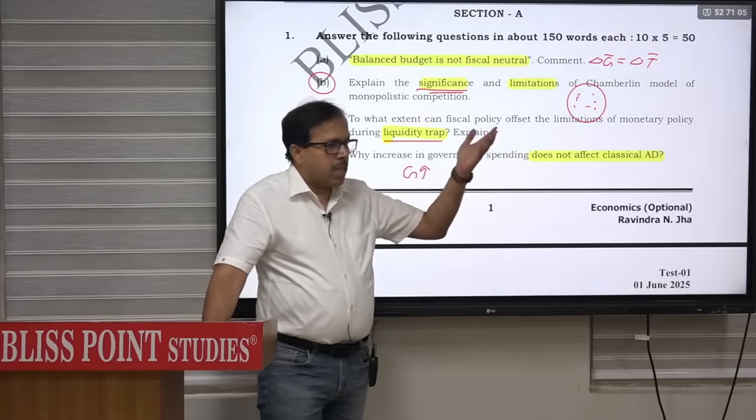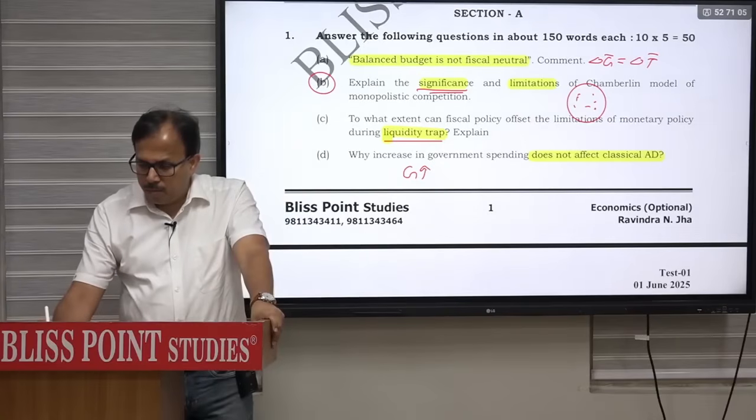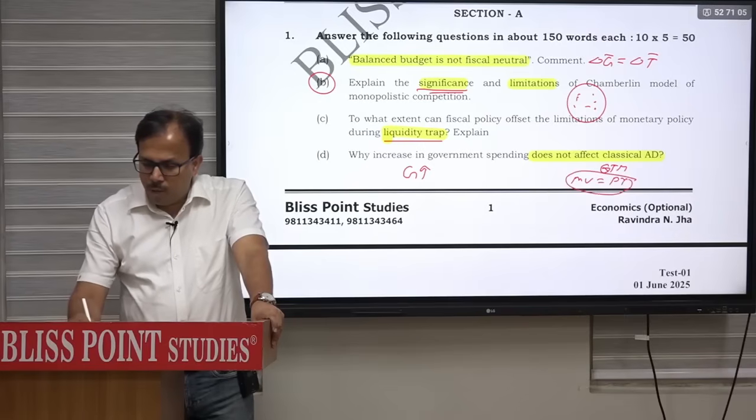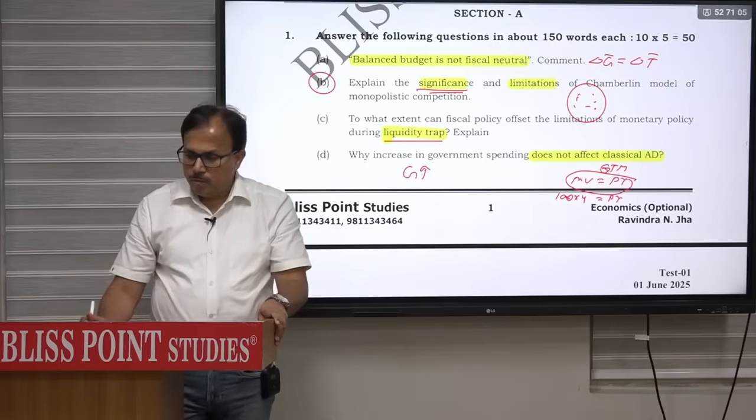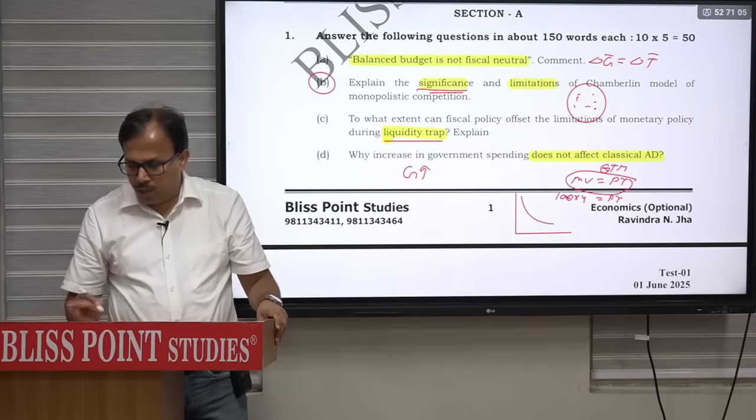So you can say that classical AD is derived from the quantity theory of money. And according to that, MV is equal to PY. So classical AD is actually derived from the quantity theory of money. So given any quantity of money, let's say 100, velocity 4, there can be many combinations of P into Y. And the product of that P into Y will become 400. So it is basically rectangular hyperbola in shape.